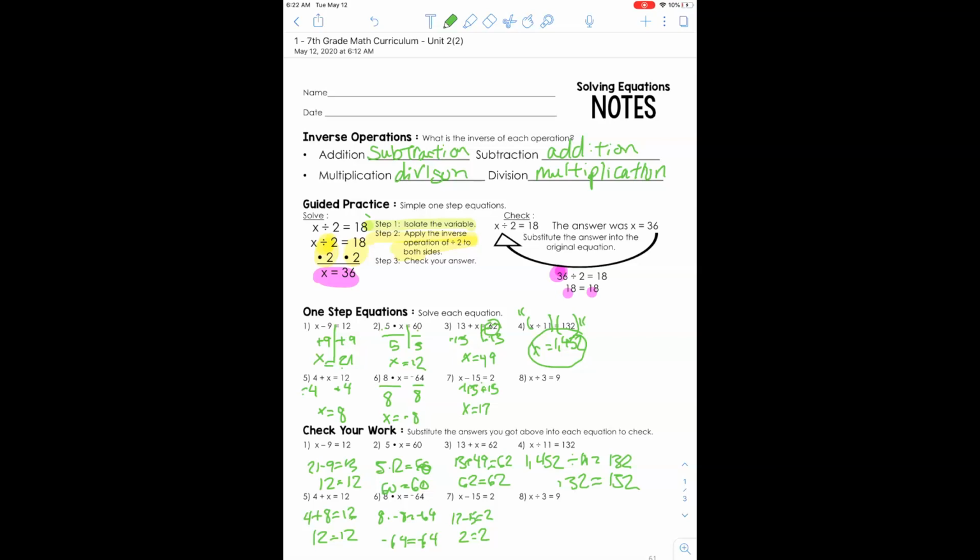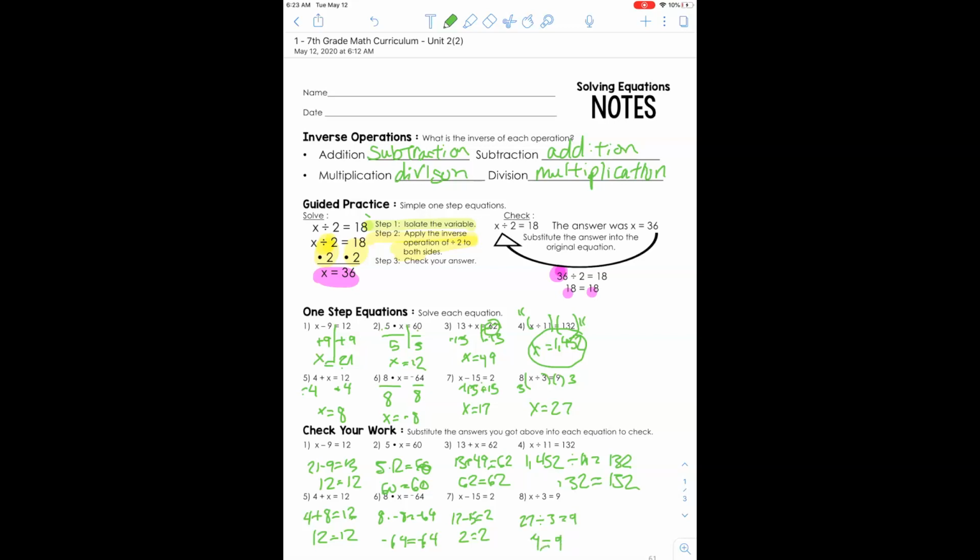Our last one, number 8. X divided by 3 equals 9. So our inverse would be multiplication. So we multiply each side by 3. So we have x left on the left side. 9 times 3 is 27. So let's check our answer. 27 divided by 3 equals 9. 9 equals 9.